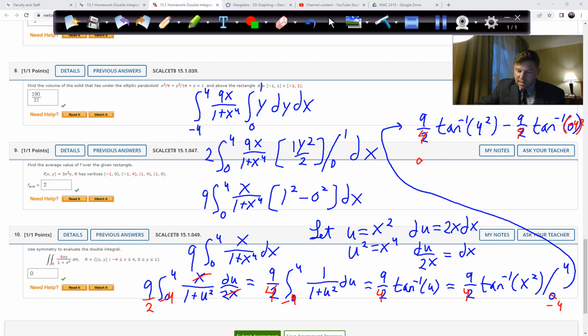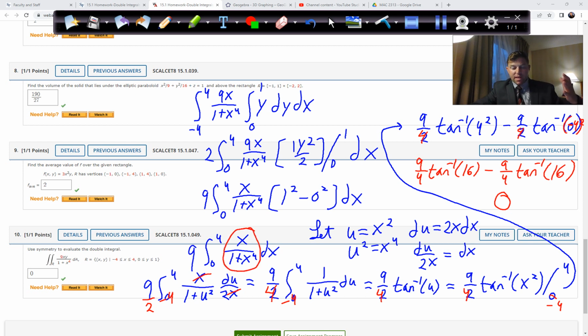So what we get in the end is 9/4 arctangent of 16 minus 9/4 arctangent of minus 4 squared, which is also 16. These are the exact same term, one plus, one minus, so the whole thing is 0. And so what they wanted us to do, this is another way you can do it, is actually plot x over 1 plus x squared. So plot this. You will see that it's symmetric, and that half of it's above the axis and half of it's below the axis.